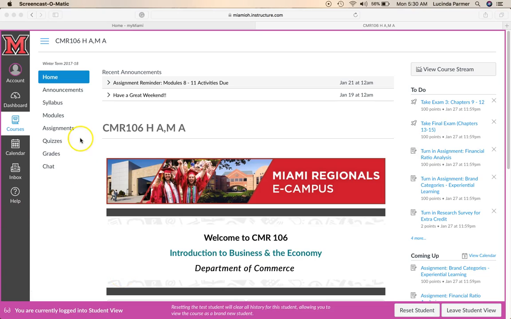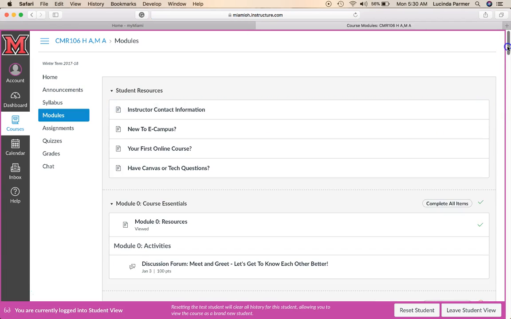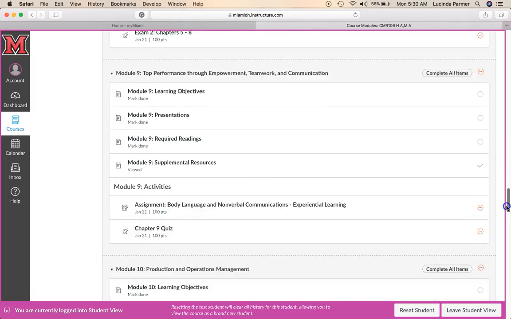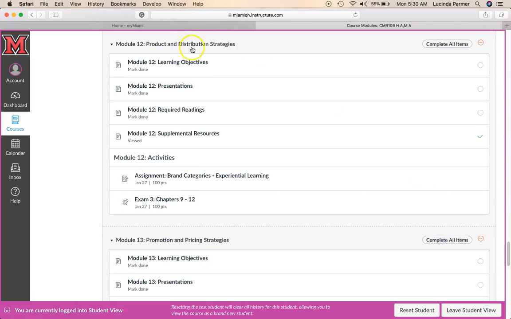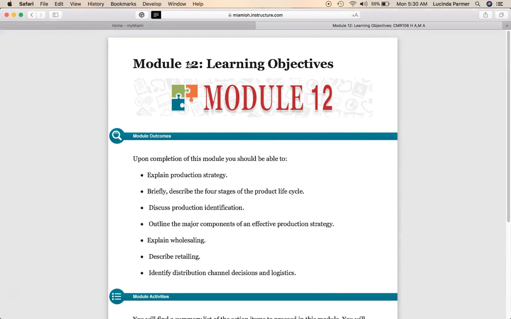I am going to go over Module 12. So let's go into Module 12. Let's scroll all the way down. And let's look at product and distribution strategies. So let's look at those learning objectives.